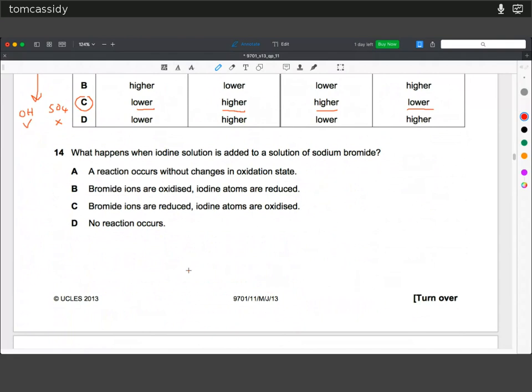Okay, next one. These are so-called displacement reactions. And again, you can just use your GCSE knowledge here to help you a bit. When you studied the halogens at GCSE, you knew that the most reactive element was at the top of the group. So fluorine is more reactive than chlorine, chlorine is more reactive than bromine, bromine is more reactive than iodine.